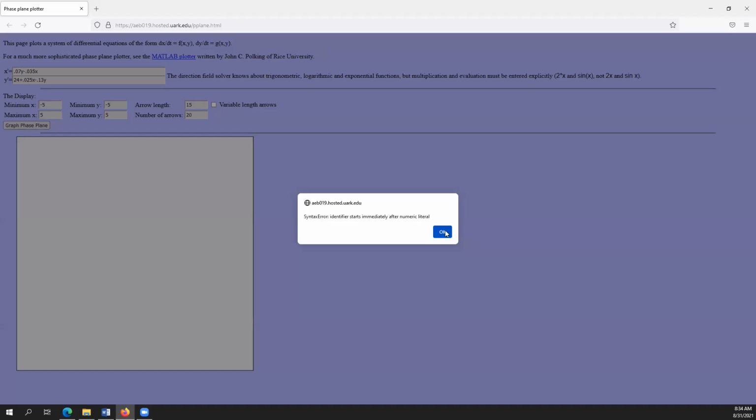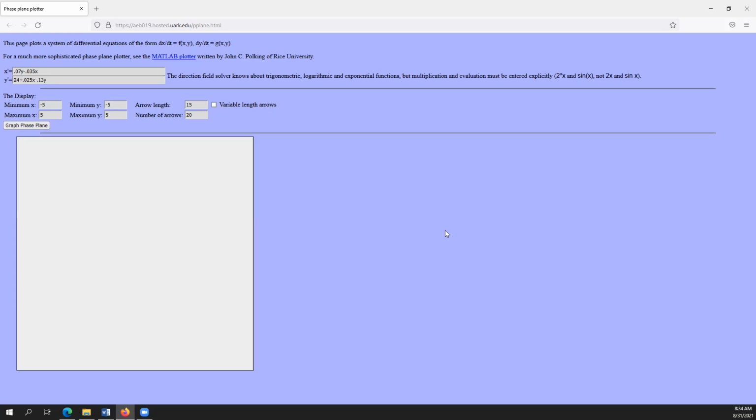I mentioned this in my email to you yesterday, but I'd forgotten it now, but it says, notice the direction field solver knows about trig, logs, exponentials, but multiplication has to be explicitly entered. So you can't say 0.07Y. You got to say 0.07 times Y times X. Read the directions.